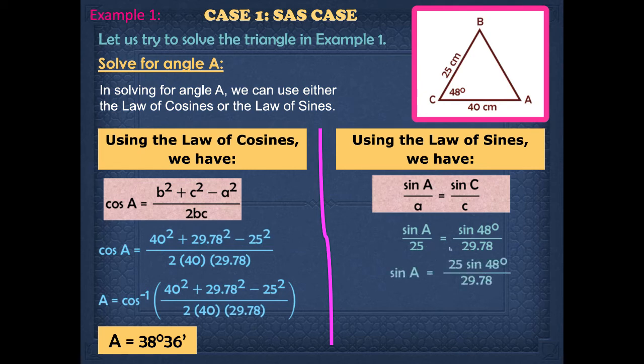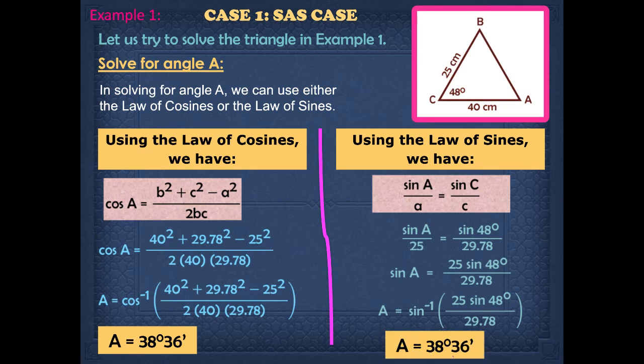Okay, so sine A will just be equal to 25 sine 48 degrees all over 29.78. We did cross multiplication and divided both sides by 29.78. To solve for angle A, we will use the inverse trigonometric function. So A will be equal to the sine inverse of this expression here on the right. Using our calculators, we get angle A equals 38 degrees, 36 minutes.